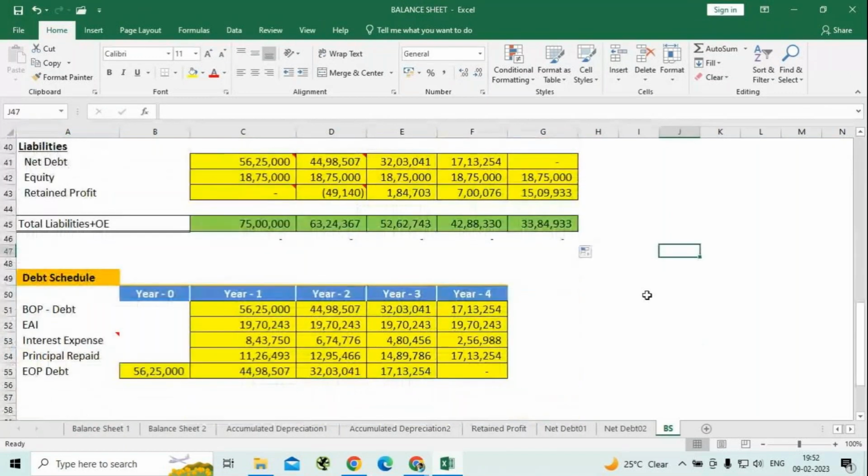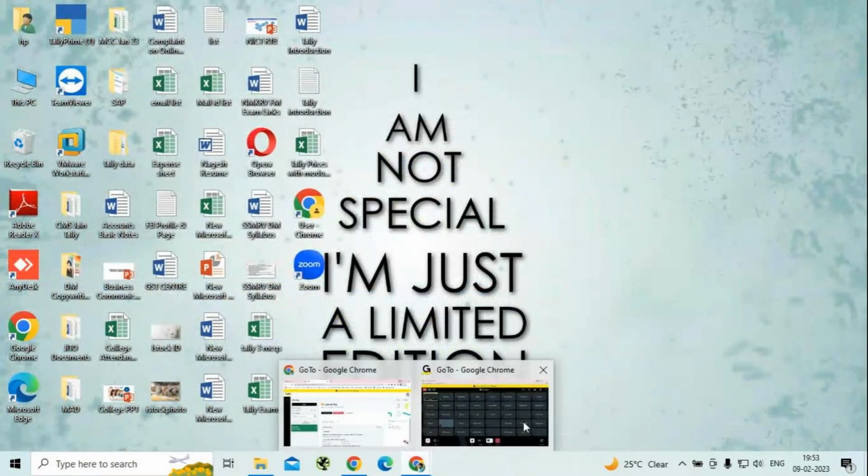I'll share this document with you once again today, with all the activities we have done. Please practice this and let me know in case of any doubt.